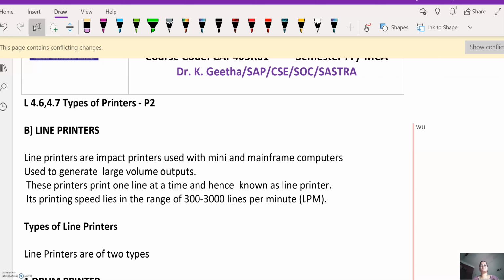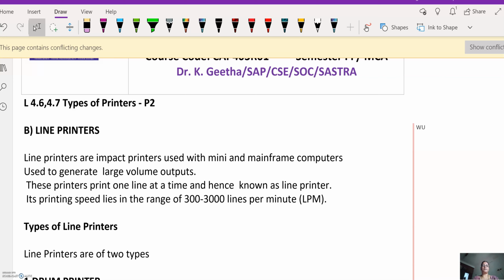In the previous class, we started the discussion of printers, where we classified them into two categories, namely the impact printer and the non-impact printer. The impact printer can again be further classified into two categories, namely the character-oriented printer and the line printer. In character-oriented printers, we discussed daisy chain and dot matrix. In today's session, we will discuss the line printer.